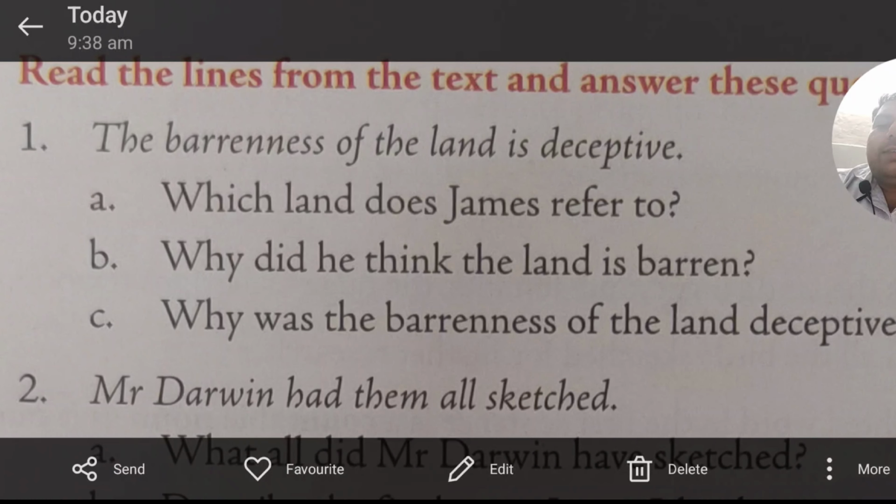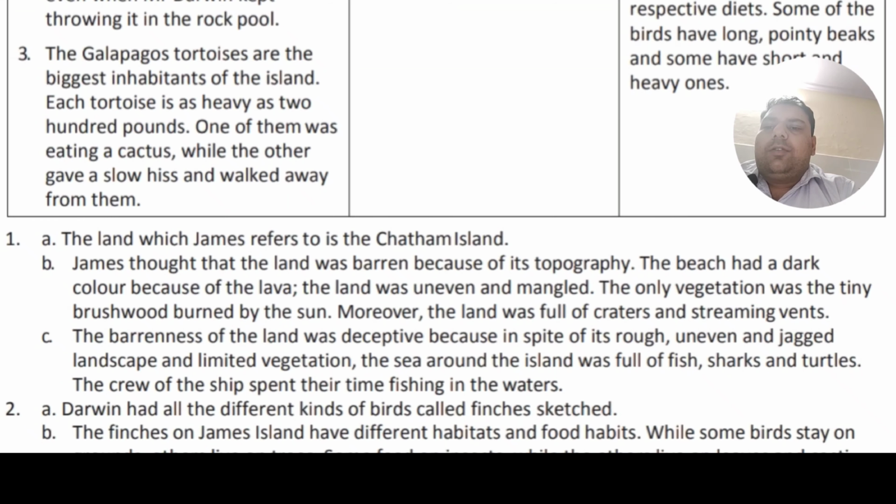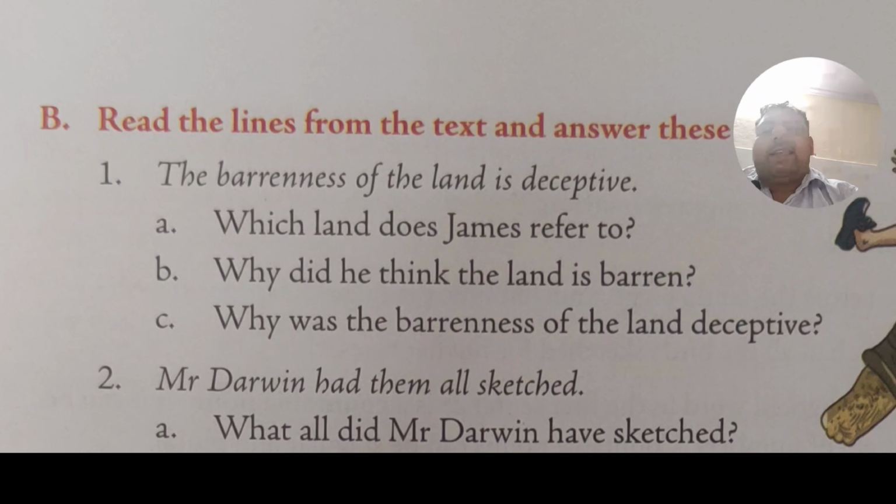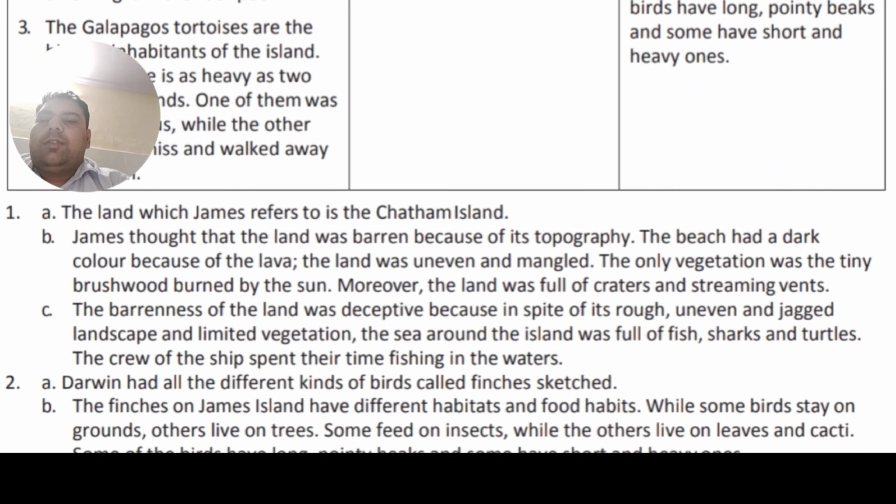Which land does James refer to? The answer is the land which James refers to is Chatham Island. The B part: why did he think the land is barren? The answer is James thought that the land was barren because of its topography.